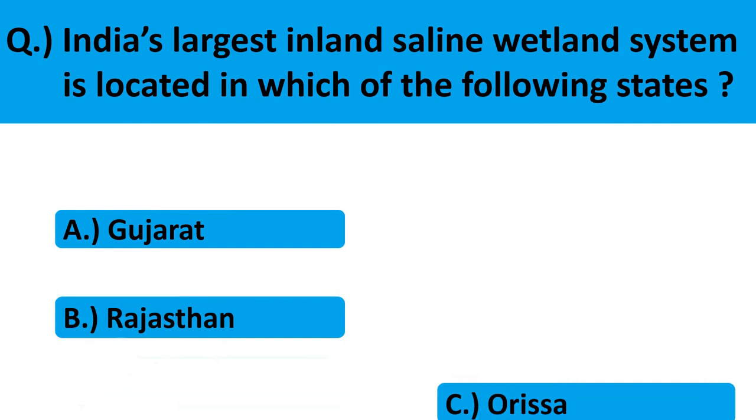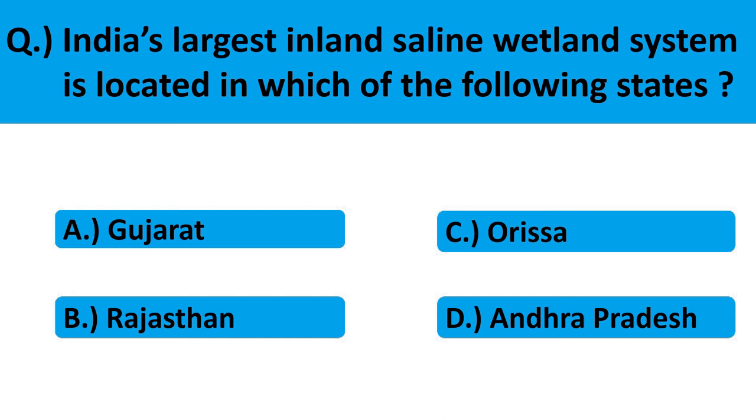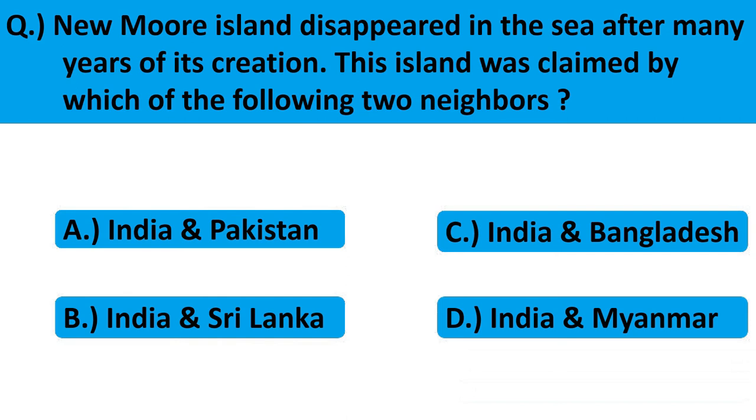Question number 83. India's largest inland saline wetland system is located in which of the following states? Correct answer is Rajasthan. Question number 84. New Moore Island disappeared in the sea after many years of its creation. This island was claimed by which of the following two neighbors? Correct answer is India and Bangladesh.